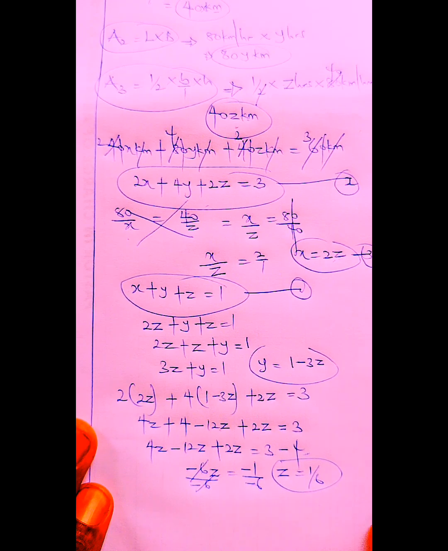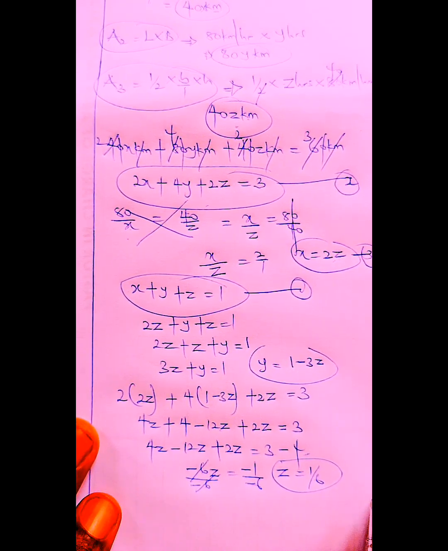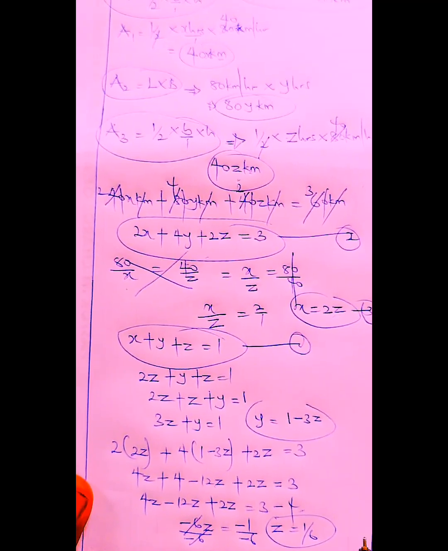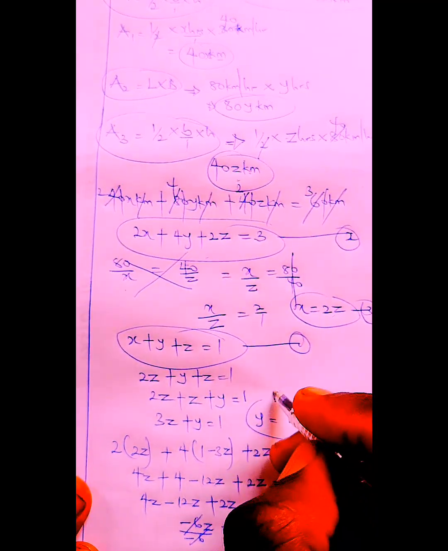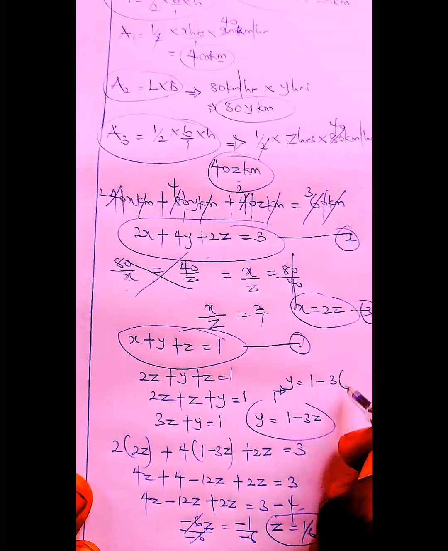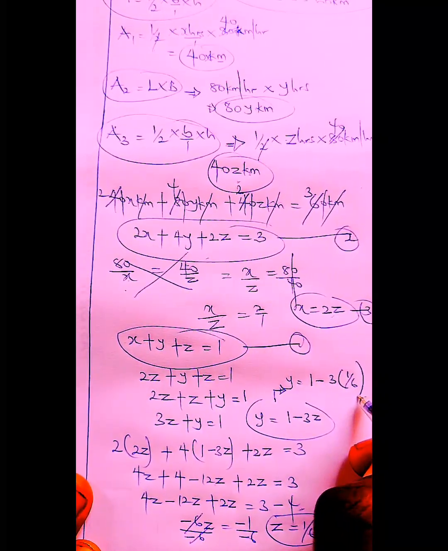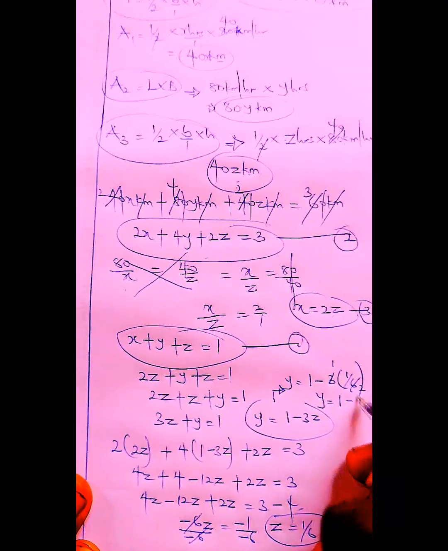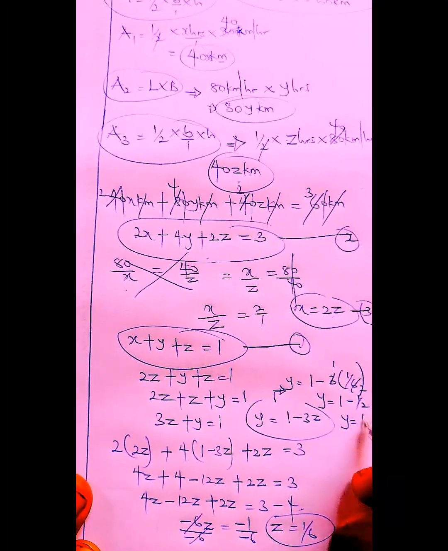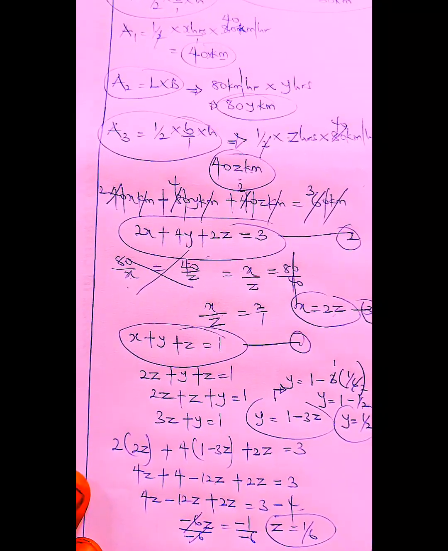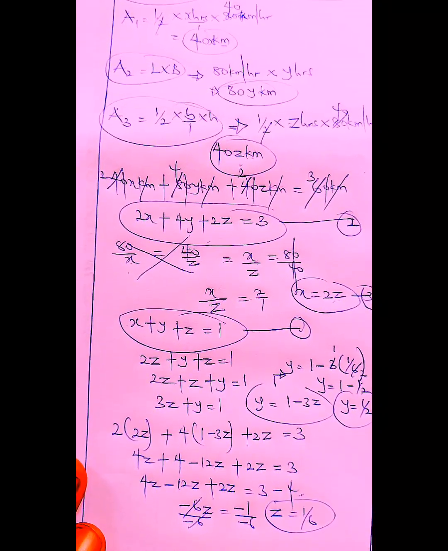If z is 1 over 6, it's very simple for us to get what our y would be. You're just going to fix it in this simultaneous equation. There's no big deal here. So our y is going to be 1 minus 3 times 1 over 6. 3 here 1, 3 here 2. So our y is 1 minus 1 over 2. So 1 minus half is half. So our y is 1 over 2, as easy as ABC.